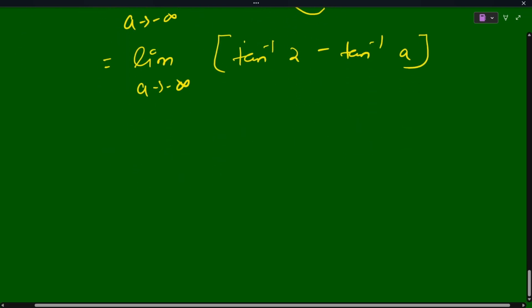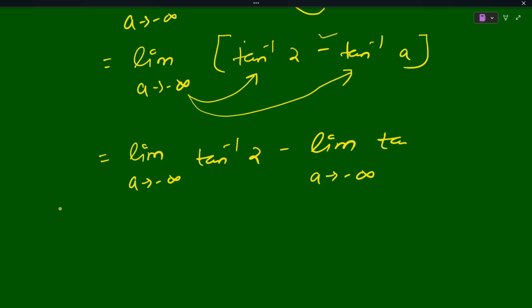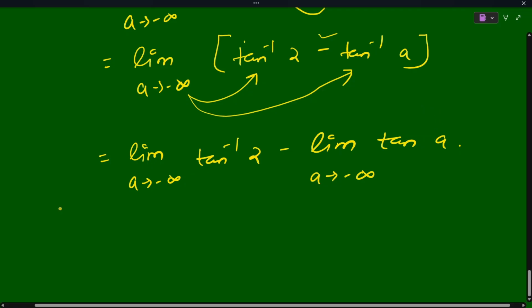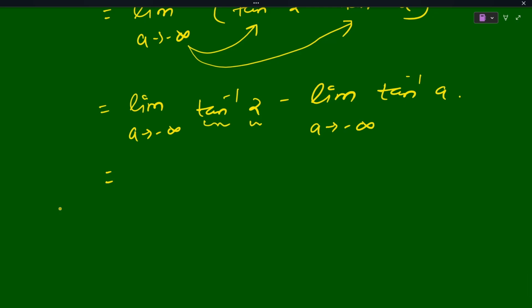So how to use the linearity principles. This limit will go to here and here, and the sign will remain same. So this value would be limit a tends to minus infinite tan inverse 2 minus limit a tends to minus infinite tan inverse a. Now see, again here there is no variable, it is a constant, so there are no a terms here. So the limit value would not be applied here, and this value is simply tan inverse 2.